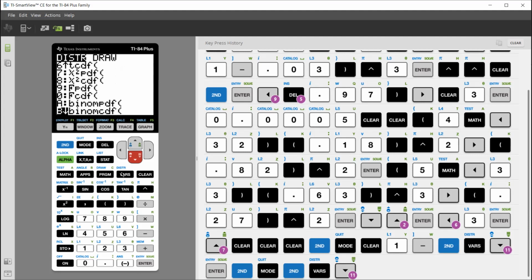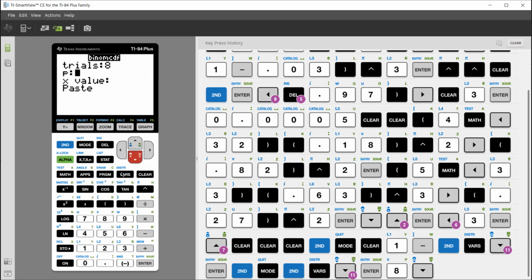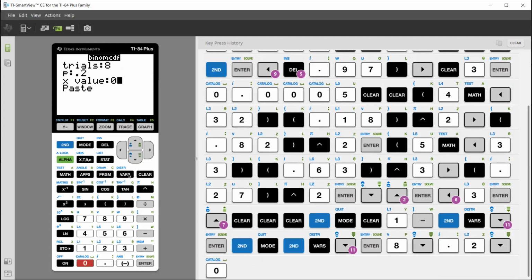For me, it's letter B, binomial CDF. You're going to put in the number of trials, which is 8, because we have 8 people or 8 marriages. Our P is 0.2. And our X value, because we're going from 1 to something, we're going to go 1 minus the probability of 0. So we're going to paste that in, and we're going to end up with this statement here.